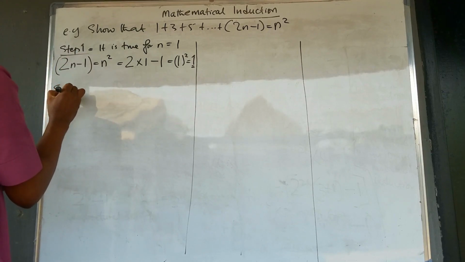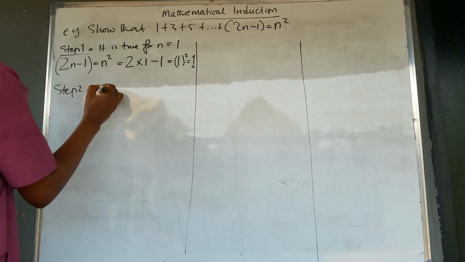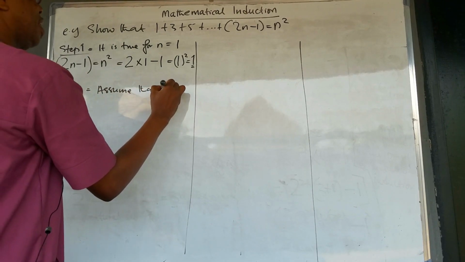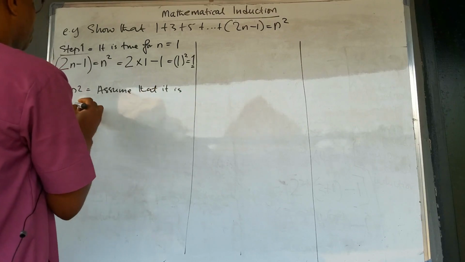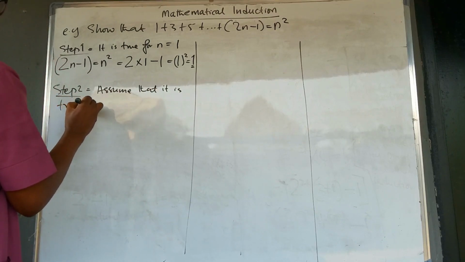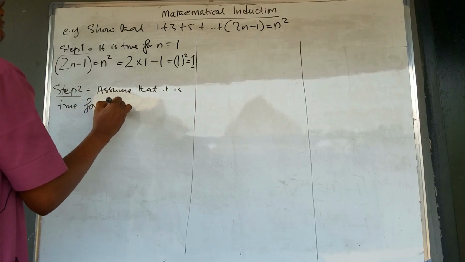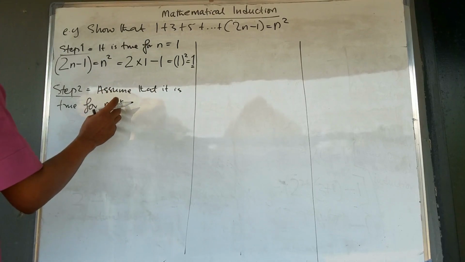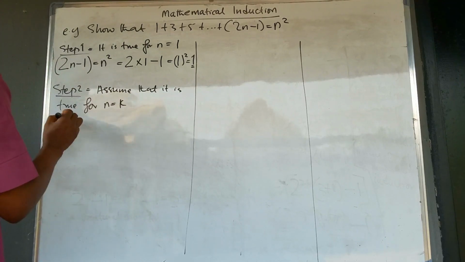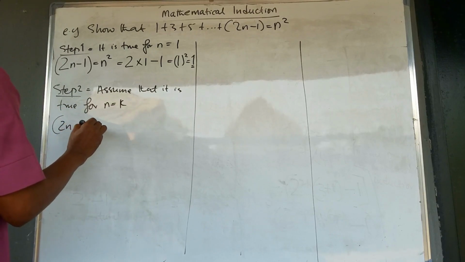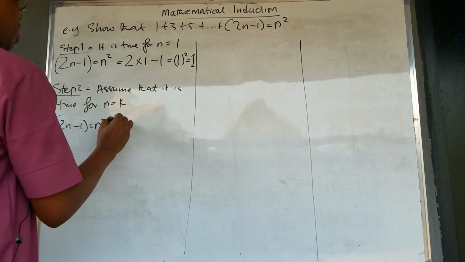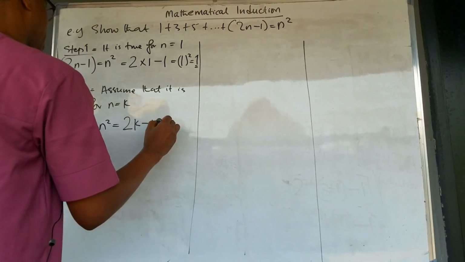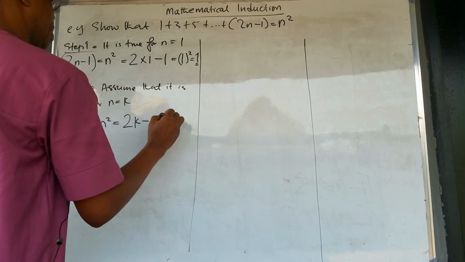Step 2, we now want to assume, remember that this is an assumption, that it is true for n equal to k. So what will I do now? I will substitute n by the letter k. What I will have here is 2n minus 1 equal to n squared, which is the same thing as 2k minus 1 equal to k squared.